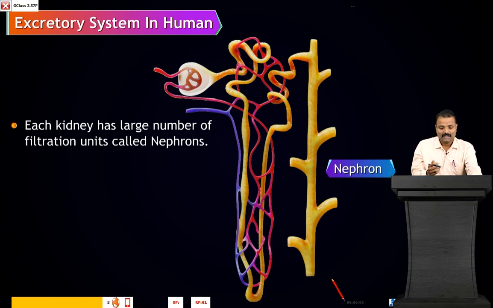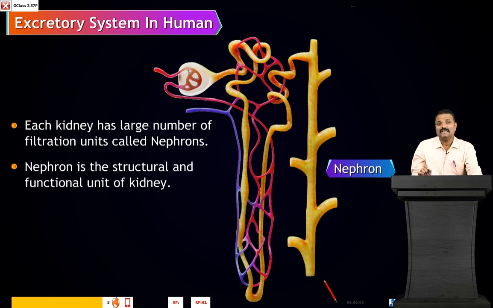Clear, students? So as you can see here, each kidney has a large number of filtration units called nephrons, and this nephron is the structural and functional unit of kidney. Clear?